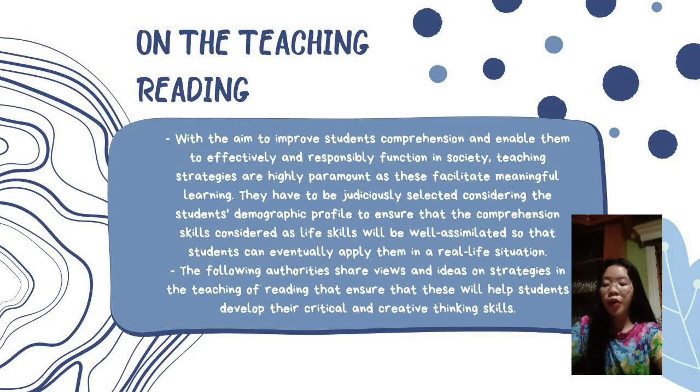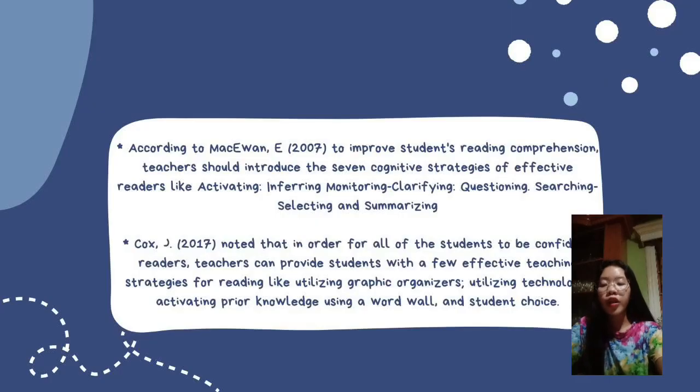So the following authorities share views and ideas and strategies in the teaching of reading that ensure that this will help students develop their critical and creative thinking skills. According to McEwan, 2007, to improve students' reading comprehension, teachers should introduce the 7 cognitive strategies of effective readers, like activating.